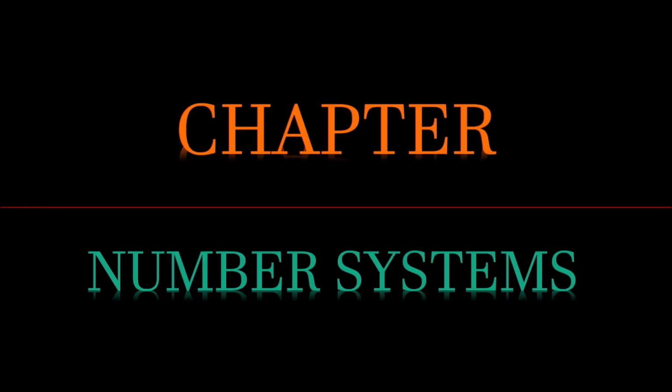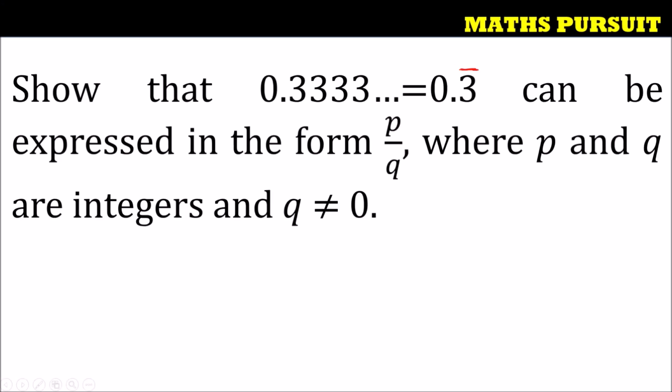Today we will look into the questions from the chapter called Number Systems. The given question is to show that 0.3333 which continues, equal to 0.3 with a bar on 3, can be expressed in the form P upon Q, where P and Q are integers and Q is not equal to 0. So guys, let us see how we can represent the given number in the form of a rational number.